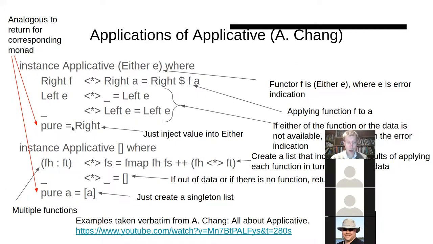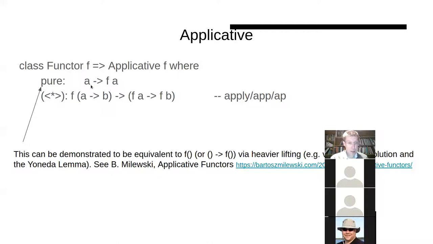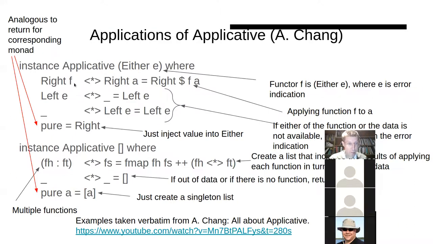And pure here, the job of pure is to take A and inject it into this, just like it was with monads. We injected it into the singleton monad and create a singleton list for our list, for example. Here we just have right.